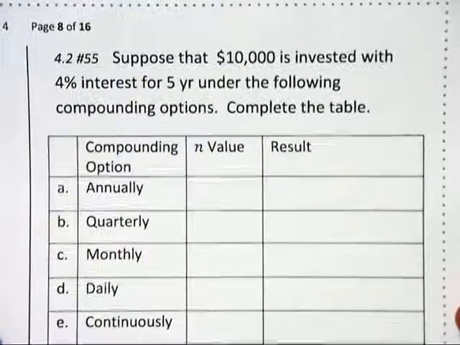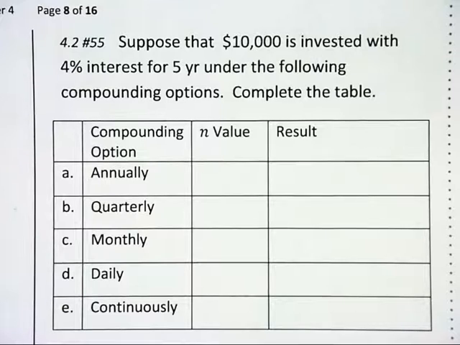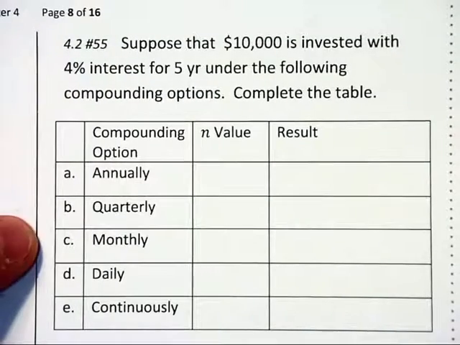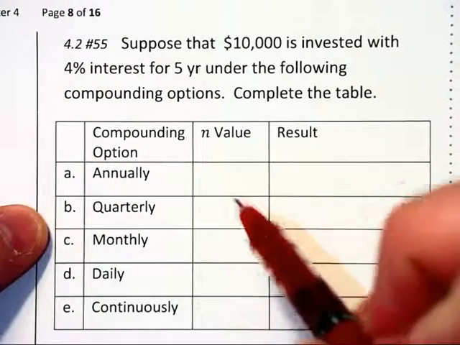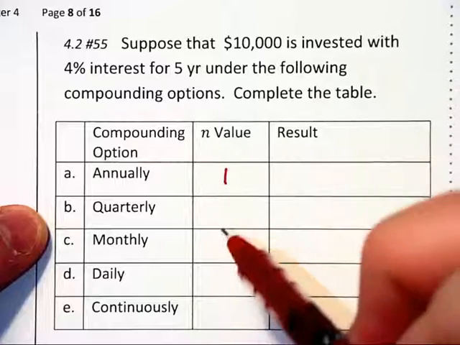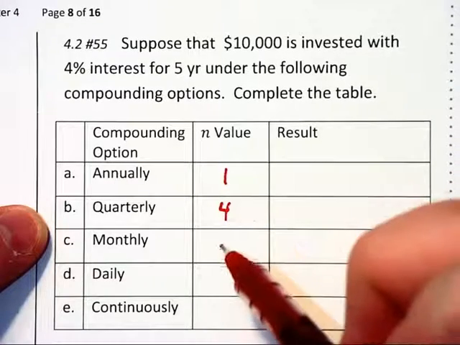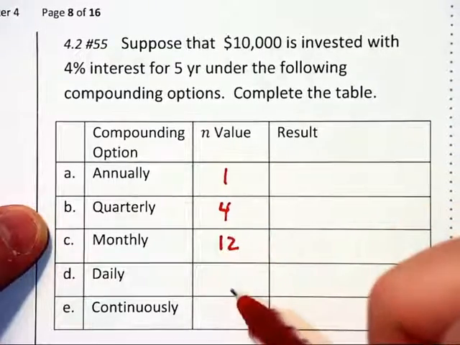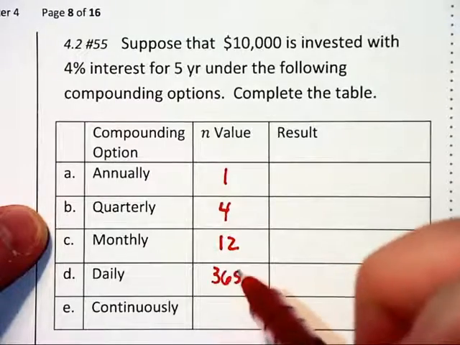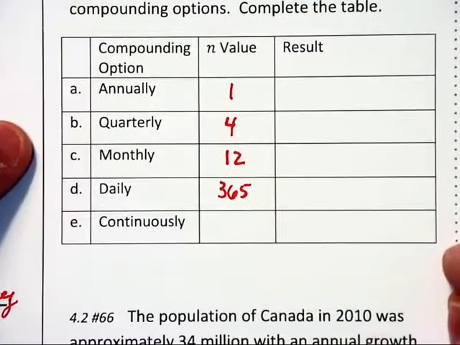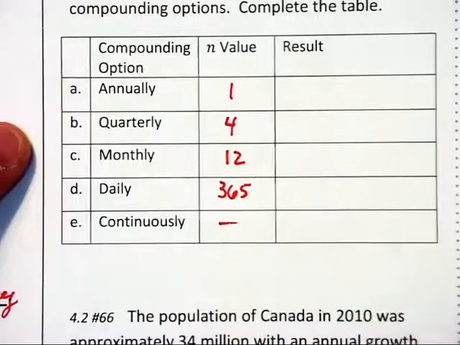Let's take a look at this first problem. You've got $10,000 being invested, and it's at 4% interest for 5 years. Now, what is the N value? Well, when it's annually, it's 1. When it's quarterly, it's 4. When it's monthly, it's 12. When it's daily, it's 365. And compound interest, we don't pay attention to that.